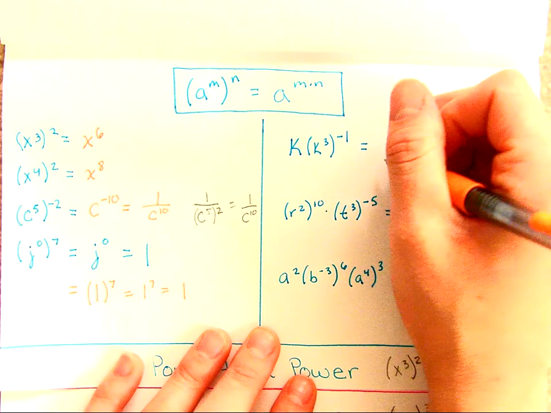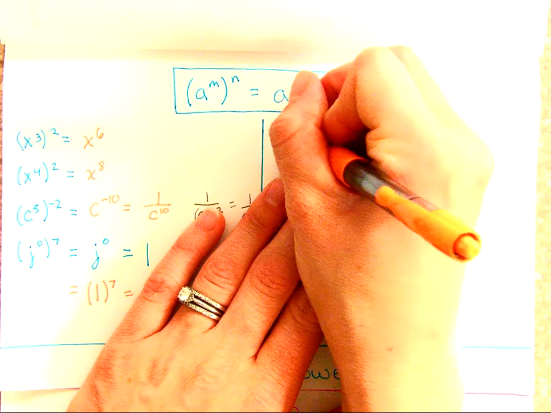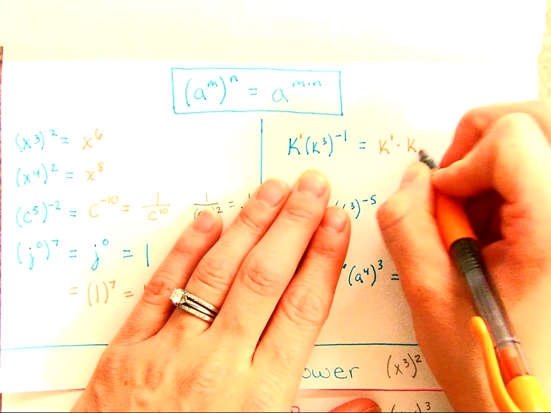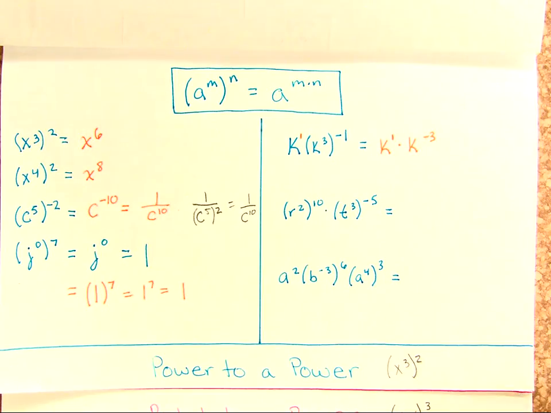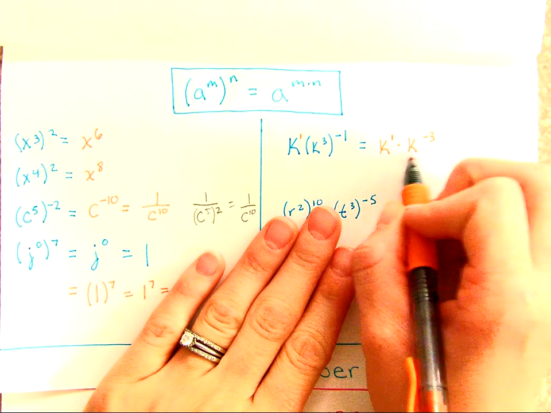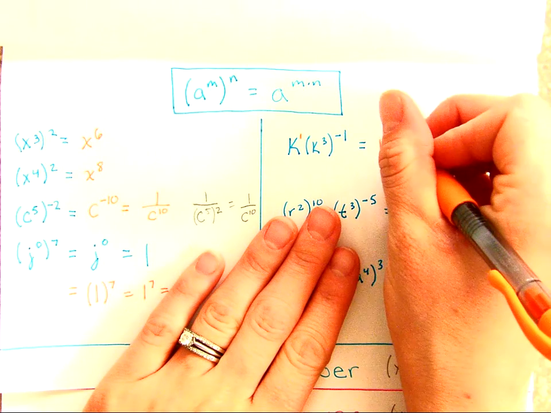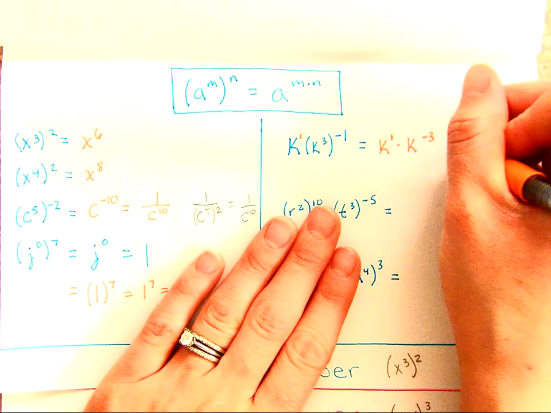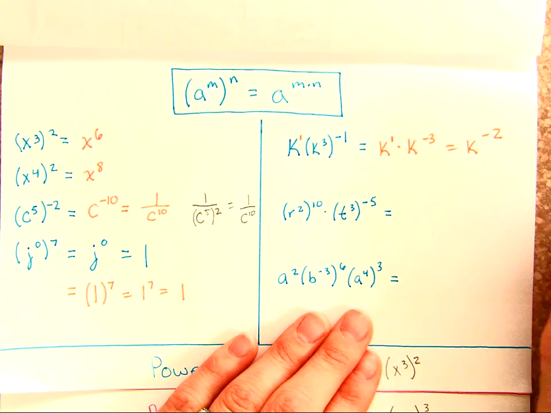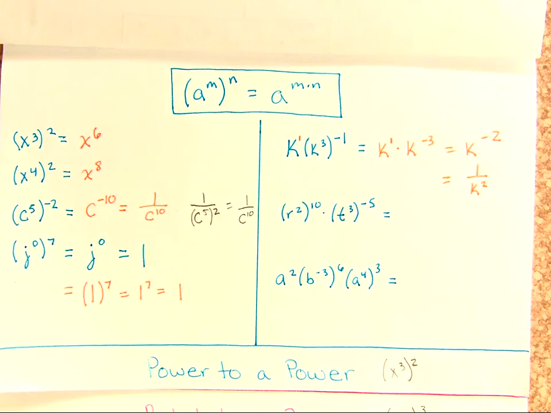So this first k kind of just hangs out. I'm going to write a 1 to remind me there's a 1 on that k. We don't write these 1s in, but we know it's there. And my power to a power makes this k to the negative 3rd power. So now I have same bases, multiplying exponents with the same base. So remember, that's our addition rule on that last page. So 1 and negative 3 make k to the negative 2nd power, and we can't have negative exponents. So we need to bring that down to get rid of the negative exponent to get our fully simplified answer there.